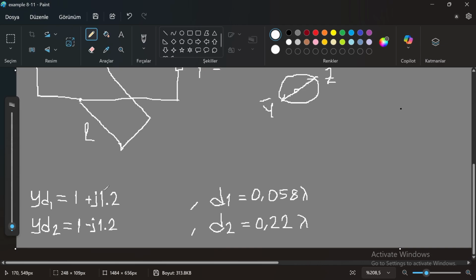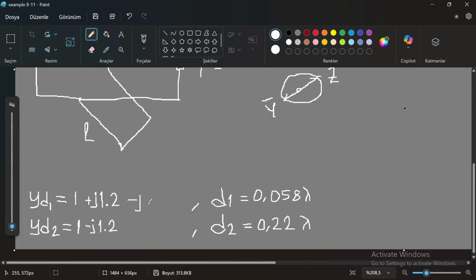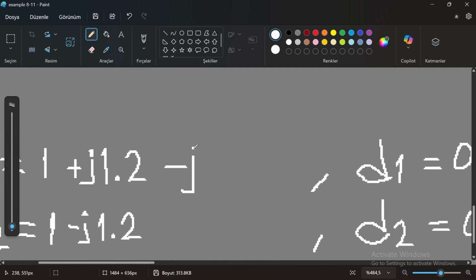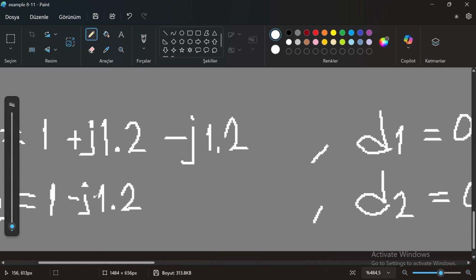Okay, if we get rid of these imaginary values, both of them will be 1, so we can match the impedances. So to get rid of this imaginary part for yd1, we need minus j 1.2, and plus j 1.2 for yd2.